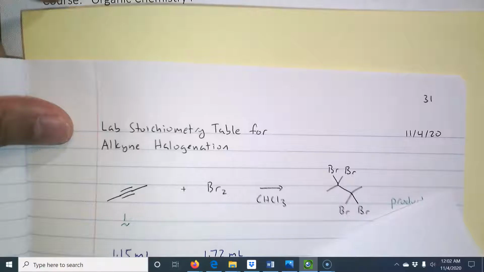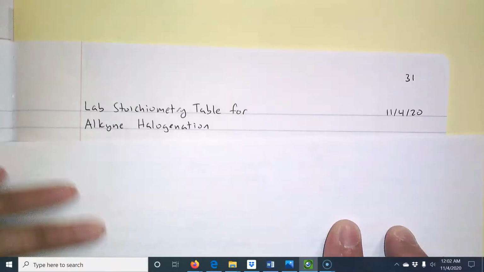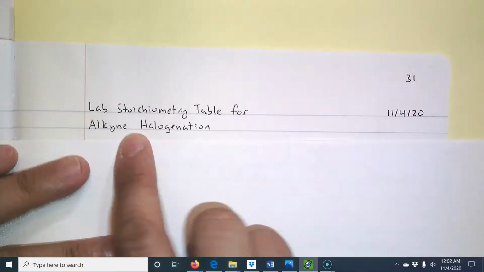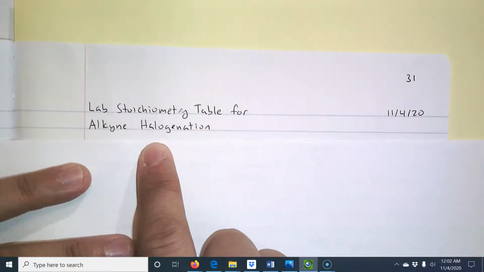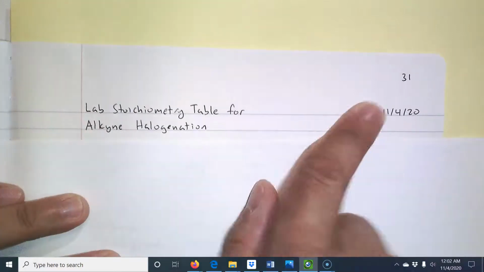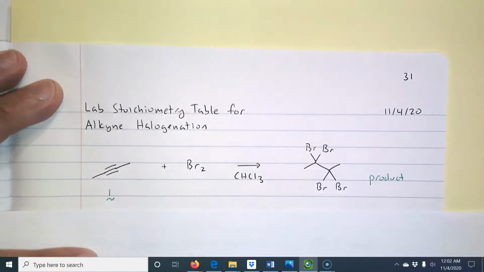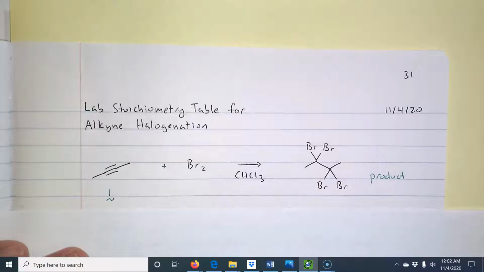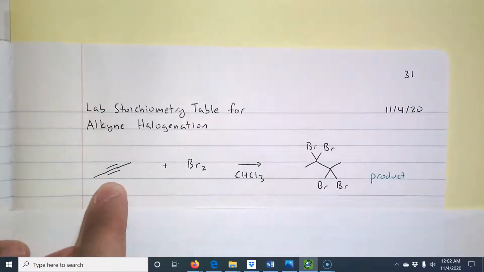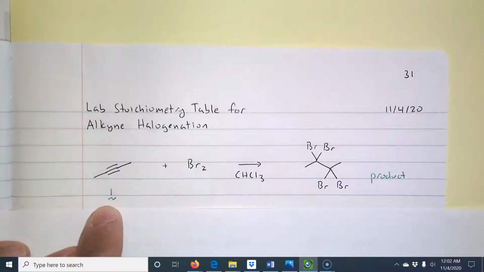Okay, so here's how I usually start my lab notebook. And yes, for this particular lab, I'm going to call it simply lab stoichiometry table for alkyne halogenation. And here's a date and a page number. Here's the reaction, okay? And there are a couple things I want to point out about the way I draw the reaction. I don't want to keep calling this 2-butyne. I don't want to keep writing that. So I'm going to give it a notation. I'm going to give it a 1 with a squiggly line underneath.